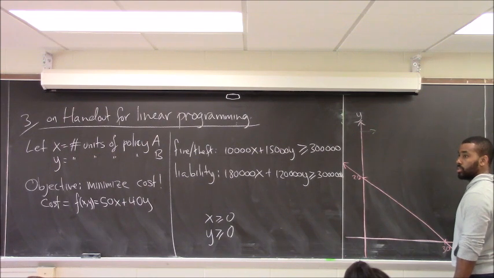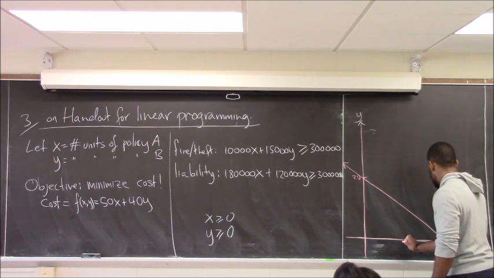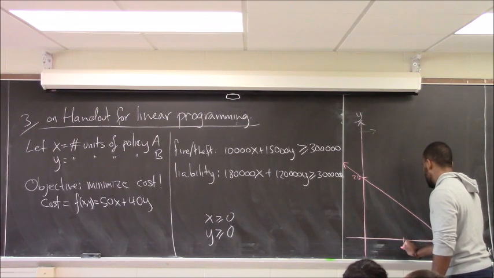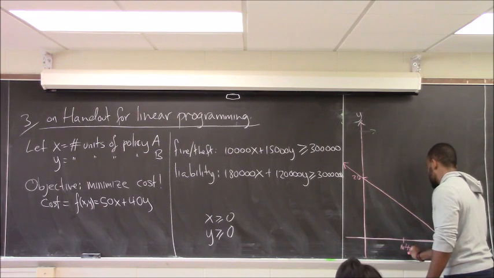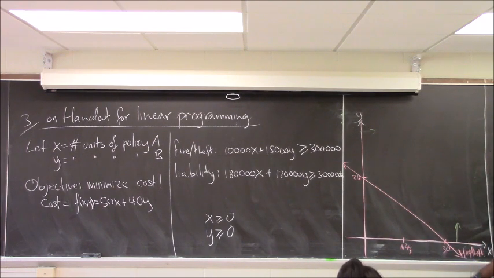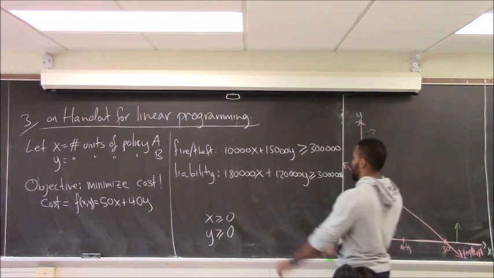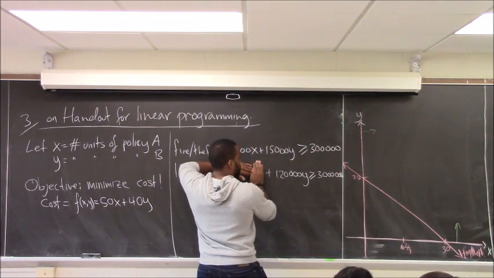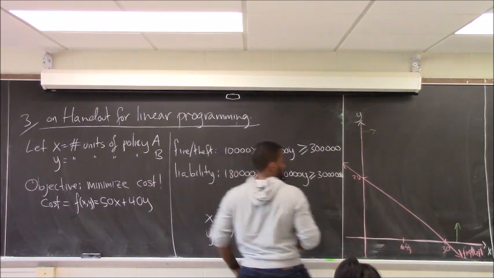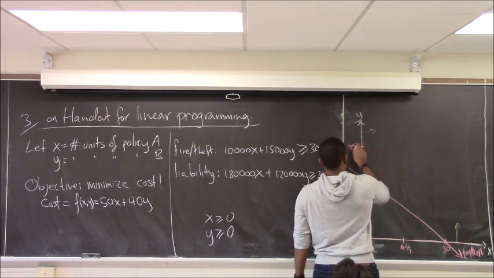What do we get here? 16 and 2/3. Yeah, so let's put that over here. 16 and 2/3, or 16.67 rounded. And if I plug in x equals 0 and solve for y, I get 25 even. So here we get 25.